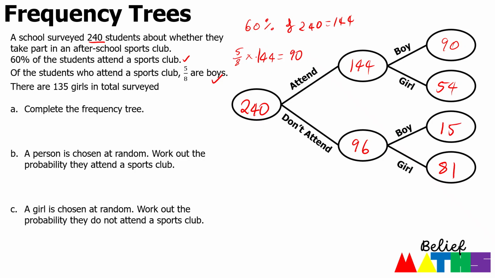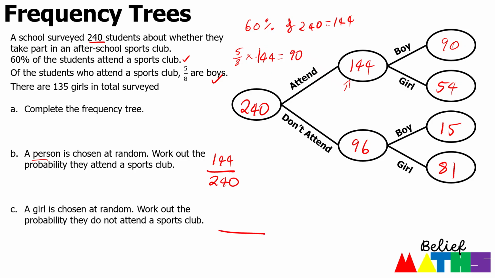The follow-up questions then are usually something to do with probability. So it says a person is chosen at random. That means it's any of the 240 people. So your denominator is 240. Work out the probability they attend a sports club. Well, that's just this box here. So it's 144. And remember, there's no need to simplify probabilities.